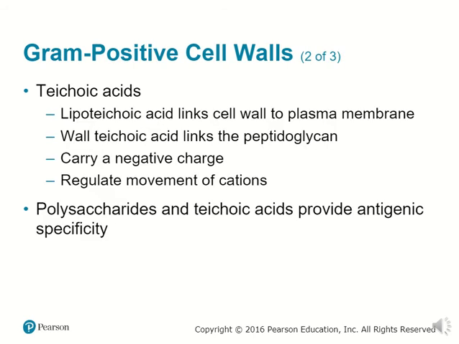As far as gram-positive cell walls, lipoteichoic acids are fatty acids that link cell walls to plasma membranes. A wall teichoic acid links to the peptidoglycan that makes up the cell wall, and they carry a negative charge. This essentially causes a potential that helps regulate the movement of positive ions, cations. Polysaccharides and teichoic acids also provide antigenic specificity.